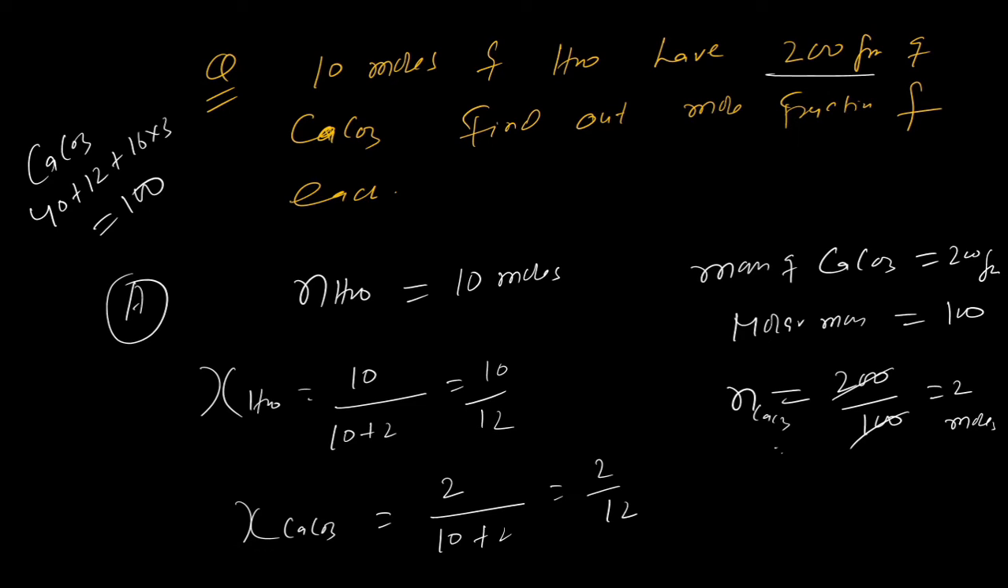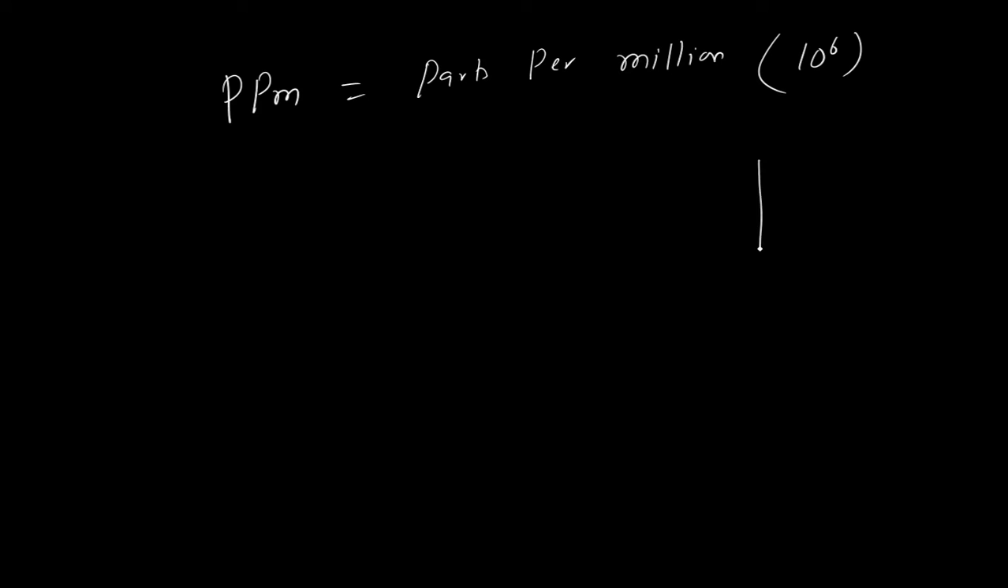So what is parts per million? Parts per million is basically a biological unit, but we have to study it here. So how do we write ppm? It is known as parts per million. Million is 10 power 6. So the part present in 10 power 6 is known as parts per million.